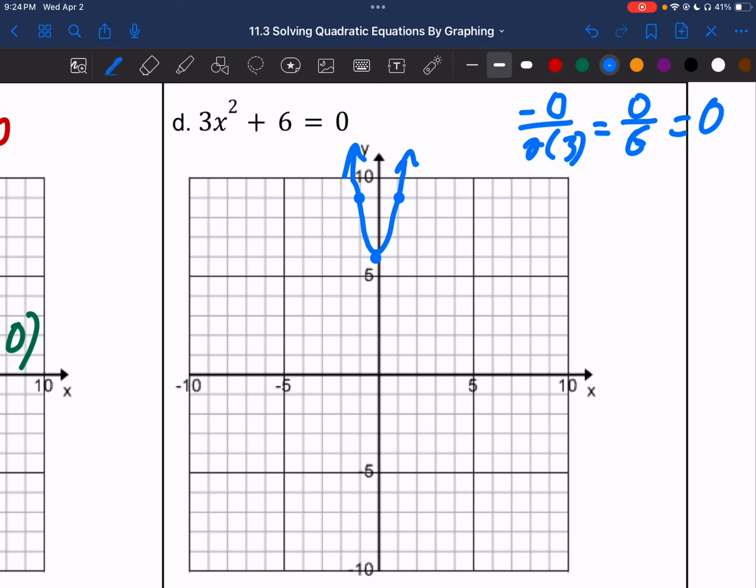What do I see about this? Is my graph going to come anywhere close to touching the x-axis? No, it's going to infinity in a positive direction. It's been shifted up and away from our origin. So this is going to be no solution.